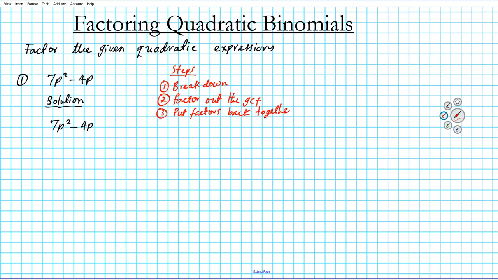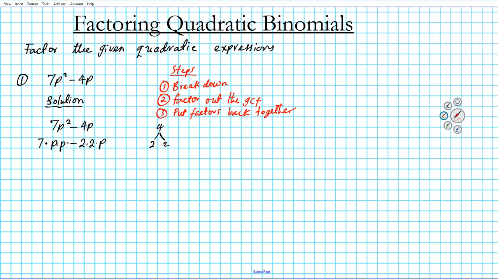Alright, so what we're going to do here first is we're going to break down these two terms. Alright, 7 is prime. So 7p squared, if we break down 7p squared into a product of factors, is going to be 7 times p times p. Alright, and then if you break down 4 using a factor tree, 4 is 2 times 2. You know that, so it's 2 times 2 times p. Alright, so we've broken it down. Now what we're going to do is we're going to find out what the common factors are. When we pull out all the common factors, the combination of those terms will be the GCF.